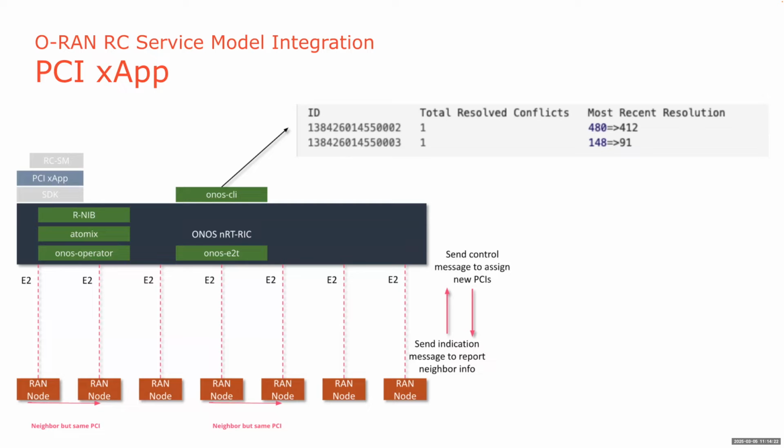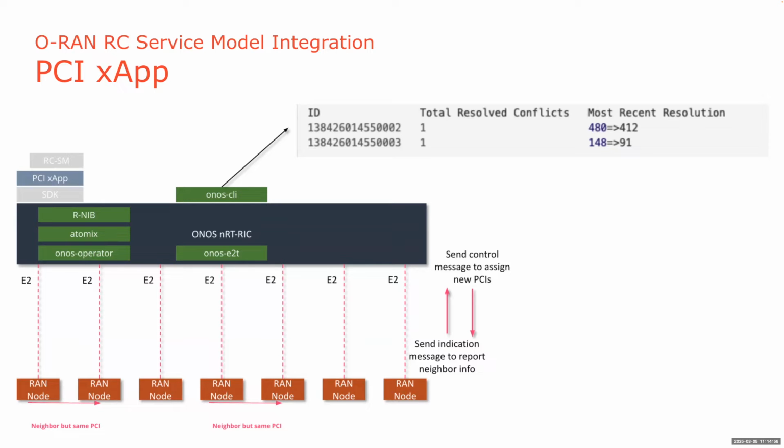So once gNode B or eNode B is online, then let's say that those are RAN nodes. Once a RAN node is online, it sends its neighbor cell list to the RIC with the PCI information. That means the near real-time RIC can draw the global network view, right? And by using that global network view, the RIC can detect the PCI conflict situation.